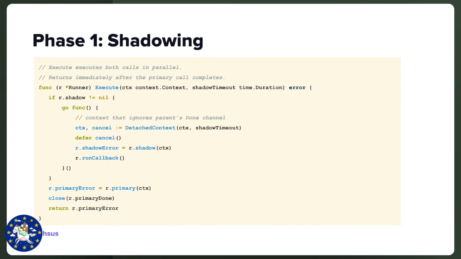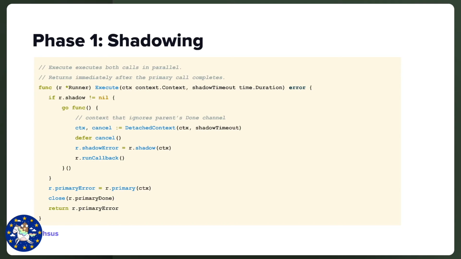So the code for that would look something like this. This is a snippet from a shadow package that we built internally. And all this does is it basically calls the primary method, or the method that's calling the primary backend, which in this case would be the legacy system. So it calls it in the main routine, but it also runs another Go routine in which it calls the shadow backend, or the new backend in this particular case.